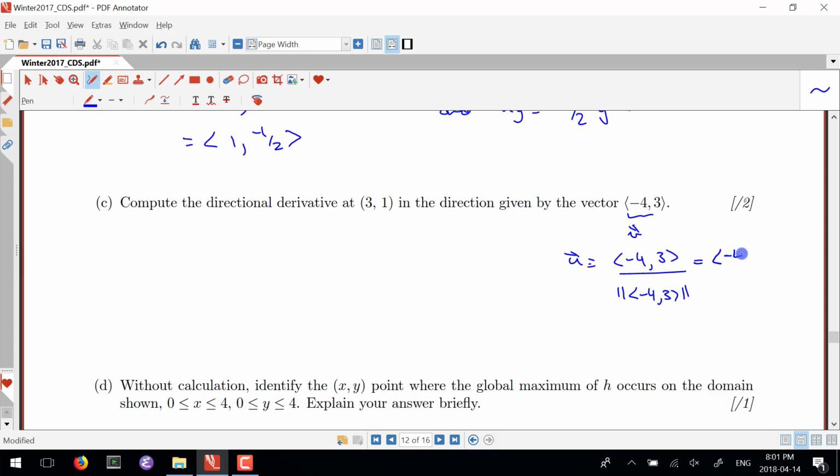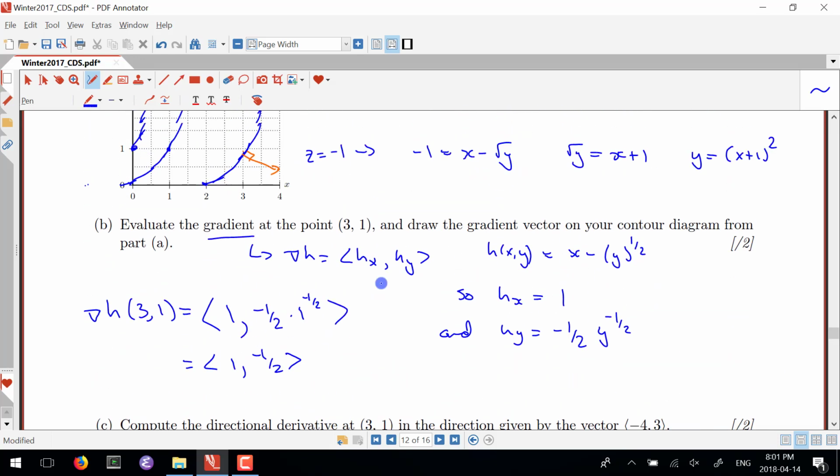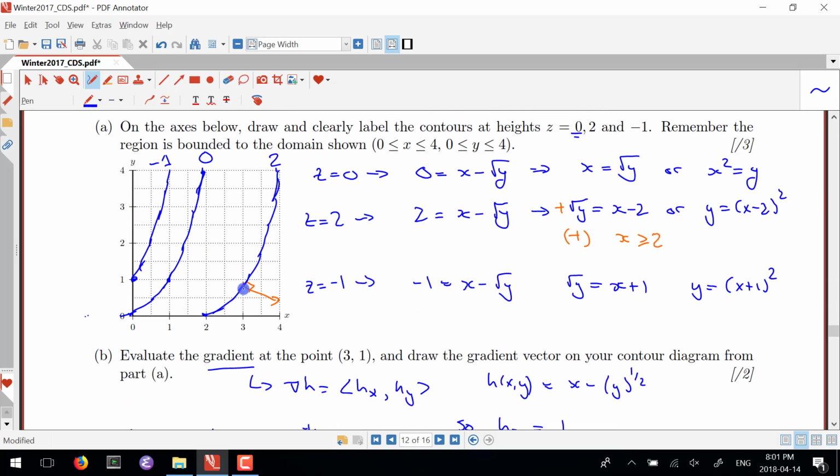And that's negative 4, 3 over the square root of 4 squared plus 3 squared. And that gives us the square root of 16 plus 25, which is 5. So 1/5 of negative 4, 3. That is going to be the unit vector in the direction of negative 4, 3. So that direction there is now u. And now we've scaled it so it's only length 1.